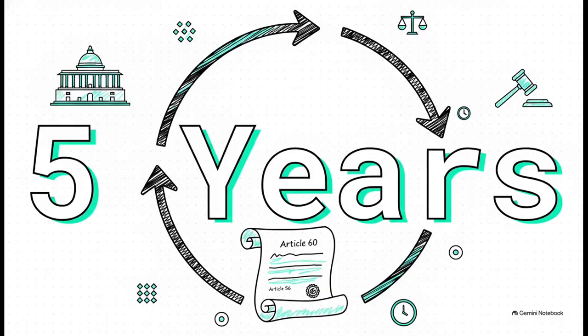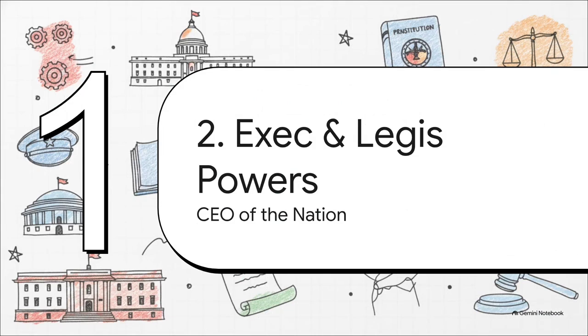Once a candidate secures the position and takes the oath of office under Article 60, how long do they serve? A strict 5 years. Article 56 sets this exact term of office, providing a stable, predictable timeline for the highest office in the land. Section 2, Executive and Legislative Powers, basically the CEO of the nation.